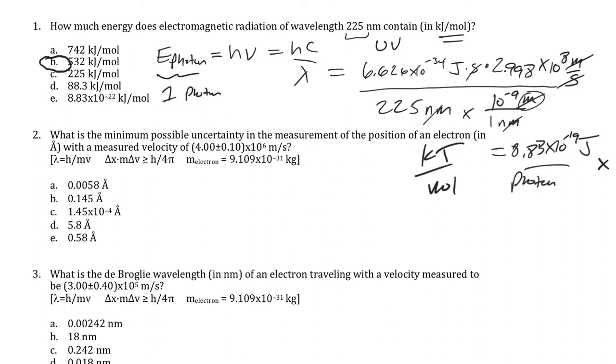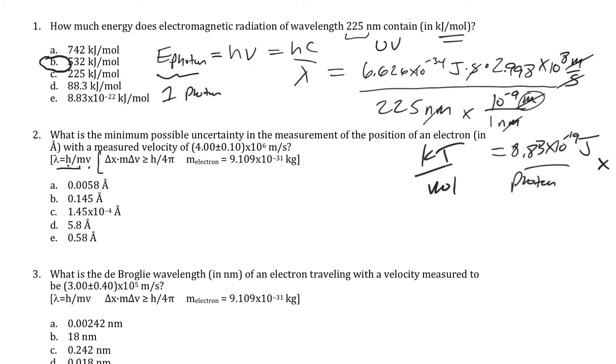Okay, the next question down is asking for the minimum possible uncertainty in the measurement of the position of an electron, in angstroms, with a measured velocity of 4.00 plus or minus 0.10 times 10 to the 6 meters per second. We're given a couple of equations. One of them is given to actually trip us up. This is the de Broglie wavelength equation for the wavelength of matter as a function of Planck's constant, the mass of the particle, and v, the velocity of the particle.